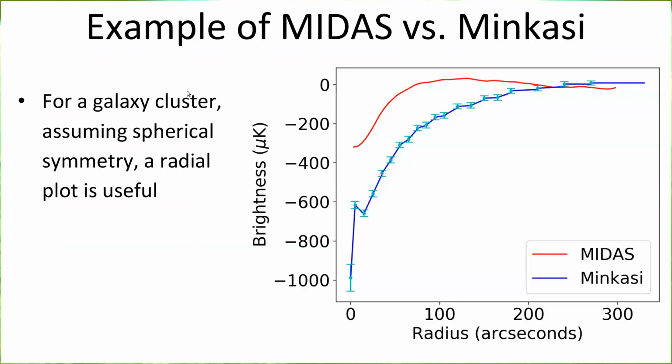Here's another way of looking at it, radial profiles of the signal that we're recovering, surface brightness. So the blue is showing you recover a negative signal out to large radii, whereas MIDAS has effectively a ringing to it.